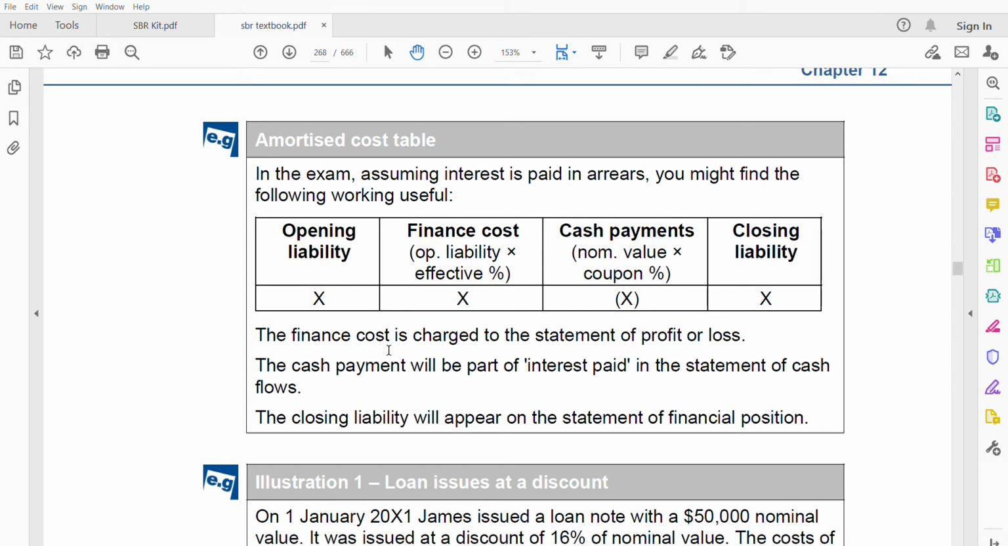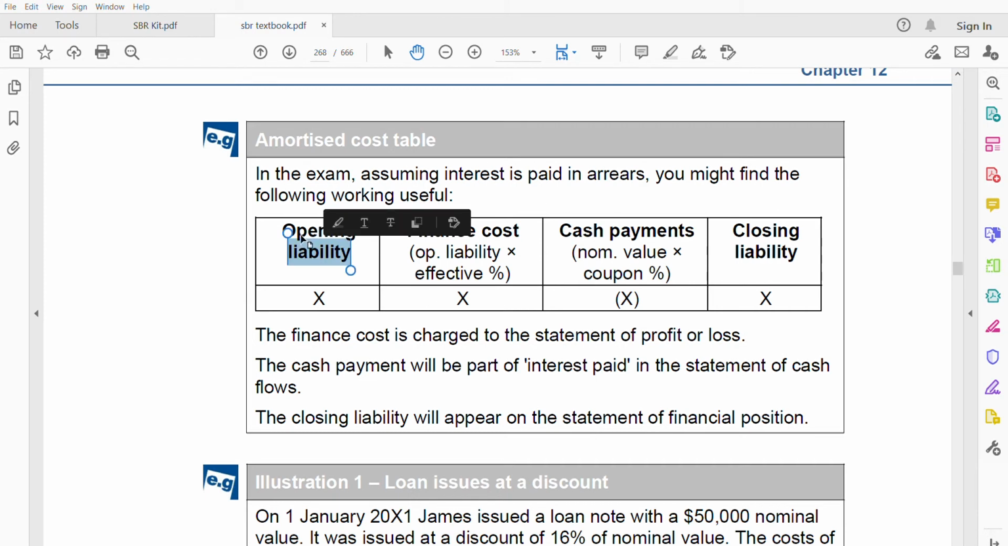This is how it looks, and make sure that you memorize this pro forma, because this is the way, even in your exam, you have to calculate the closing liability. Because the closing liability only will appear on the statement of financial position. You need to calculate this at times if it's asked. So in the exam, assuming interest is paid in arrears, you might find the following working useful.